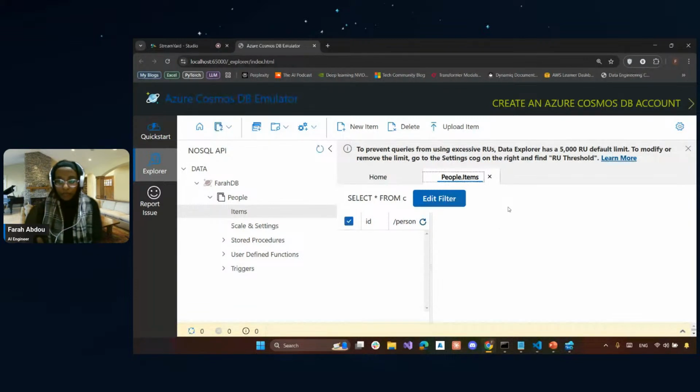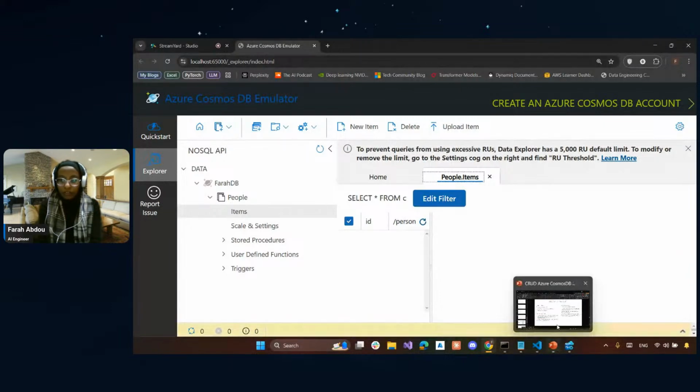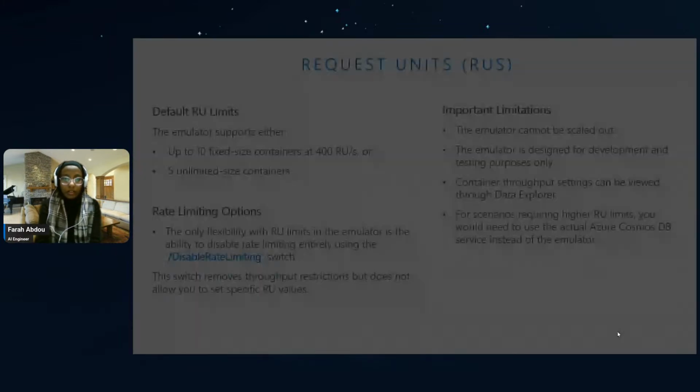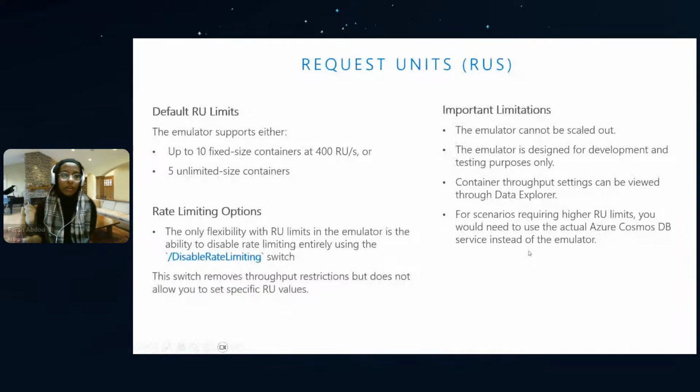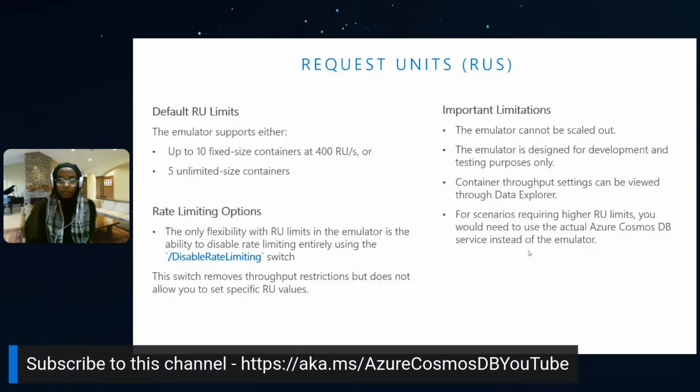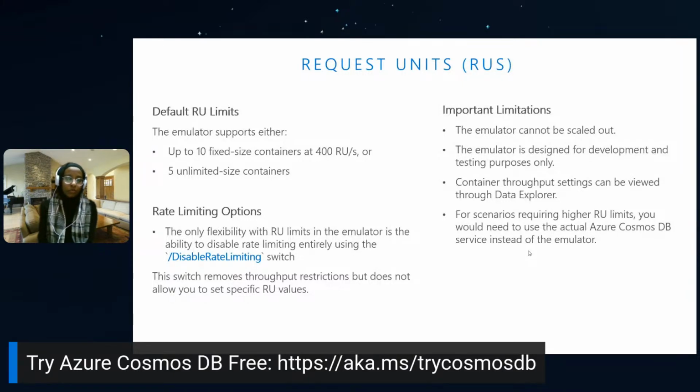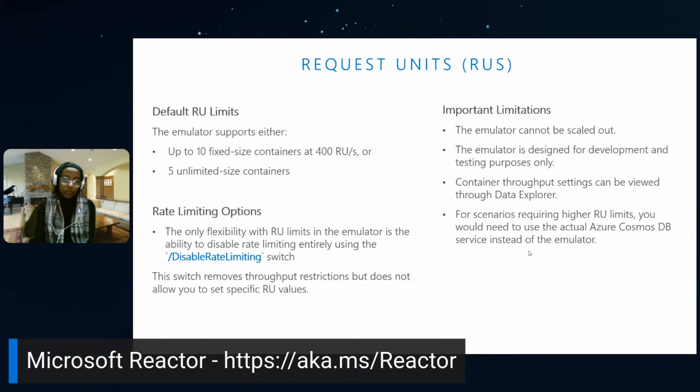We have another way, but let's just jump over to our presentation again and get some information about the request units, or the RU. So we have some limits in the emulator. Of course, we have up to 10 fixed size containers at 400 RU, or you can have 5 unlimited size containers. That's what you can use in your emulator.